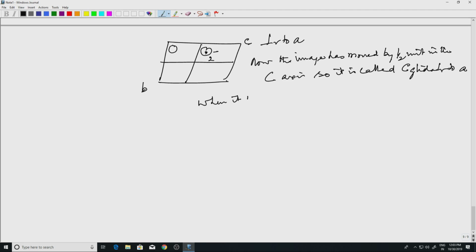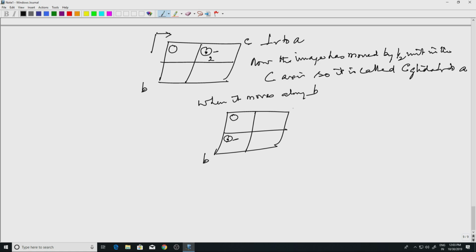When it moves along B, so we show this as a mirror. The movement is as this. B, C. Here it is in the B axis perpendicular to A. So B glide perpendicular to A axis.